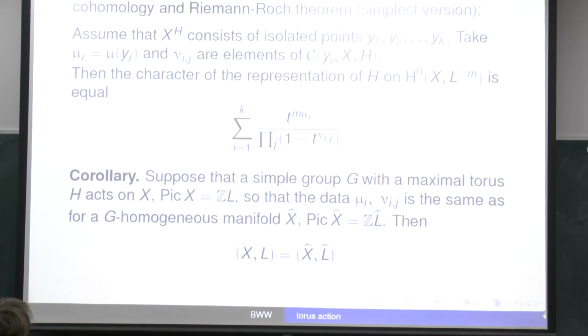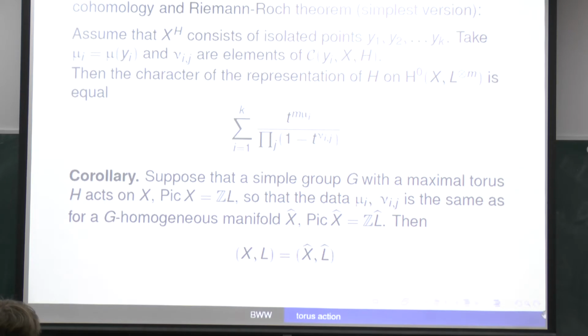the Atiyah-Bott, Berline-Vergne localization formula. Whatever it is, the important part is the corollary. The corollary says that if I have a simple, or actually semi-simple group acting on a variety, and the big torus has exactly the same set of points and the set of weights as for a homogeneous variety with respect to this group, then these two varieties are the same.